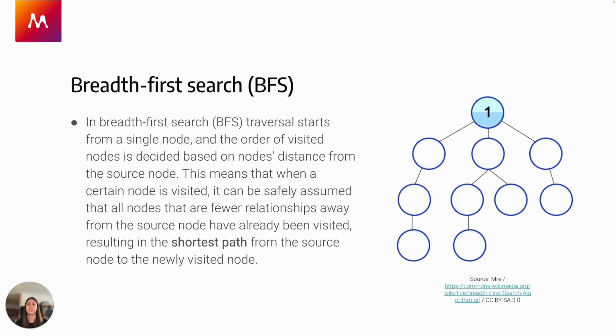The breadth first search algorithm, as you can see on the right, starts from a single node, and the order of visited nodes is decided based on the node's distance from the source node. This means that when a certain node is visited, it can be safely assumed that all nodes that are fewer relationships away from the source node have already been visited, and that results in the shortest path from the source node to the newly visited node.